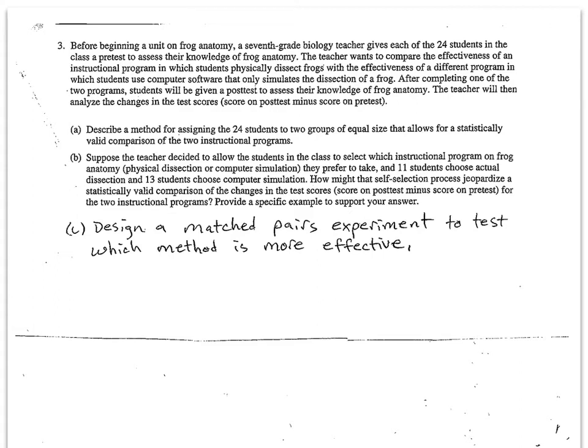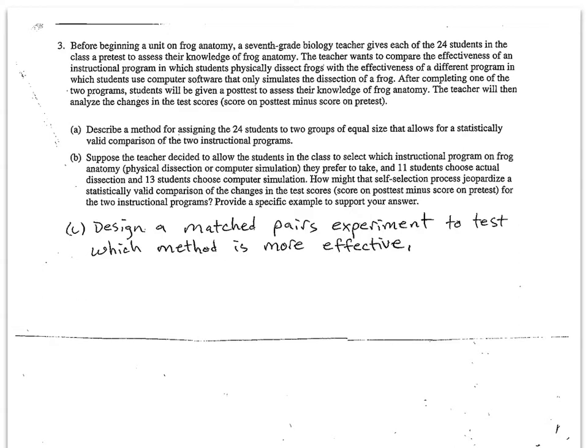So first things first, in part A, they want us to describe a method to assign the 24 students to 2 groups of equal size that allows for a statistically valid comparison. Well, if we were doing completely randomized design, we could just number every kid from 1 to 24, then use our calculator or computer software to randomly pick integers between 1 and 24 until we got 12 distinct integers. Because obviously if student number 7 gets picked for dissection, we can't pick student number 7 again for dissection.